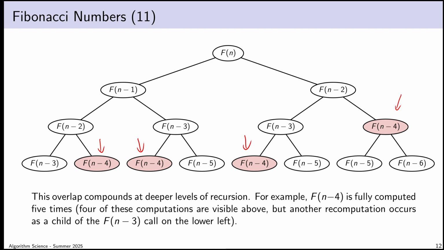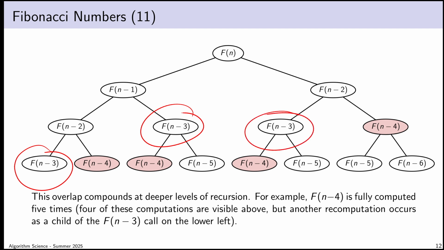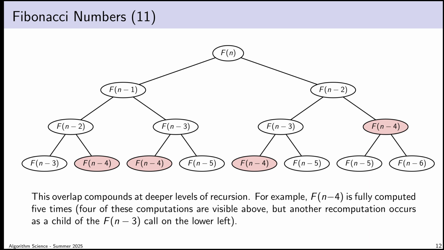In fact, this isn't even all of them, because if I look at this computation of f of n minus 3, one of its recursive calls is going to be to compute f of n minus 4, which means that as part of computing f of n, if I use the pure recursive algorithm based on the recurrence, I'm going to compute f of n minus 4 fully from scratch 5 times. If I compare that to f of n minus 2 or f of n minus 3, f of n minus 2 gets recomputed 2 times. F of n minus 3 gets fully recomputed, I think, 3 times. F of n minus 4, as we saw, gets computed 5 times.